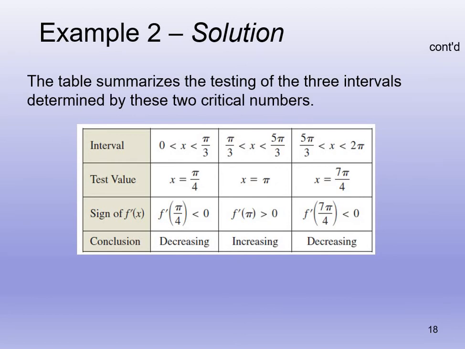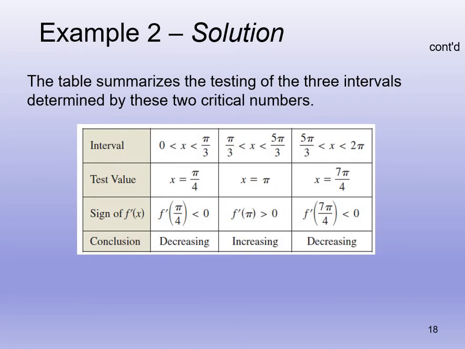So if we're looking at the first interval, 0 to pi over 3, we're going to pick a test point that's between those. Remember, pi over 3 is 60 degrees. A good one between there is pi over 4, because that's 45 degrees. If you're still lost with the pi over 3, pi over 4, that sort of thing, I'll put them back into degrees so that you can choose. So our test value is going to be pi over 4.